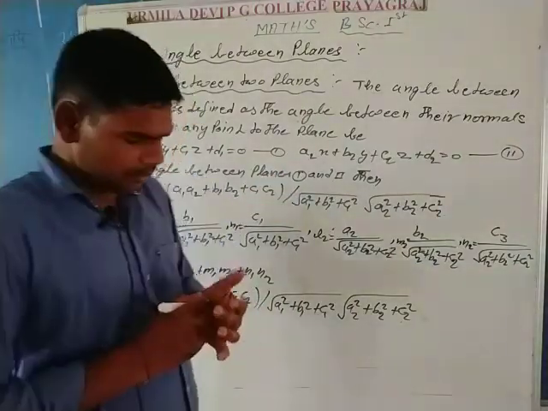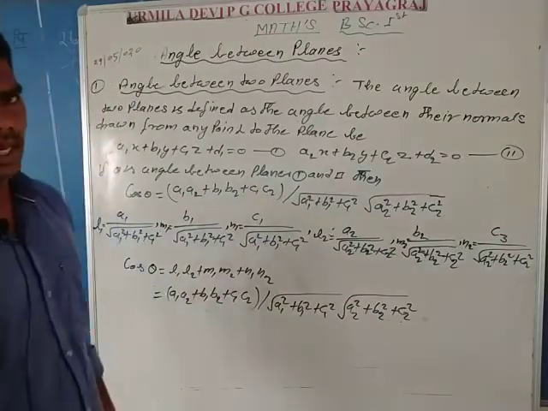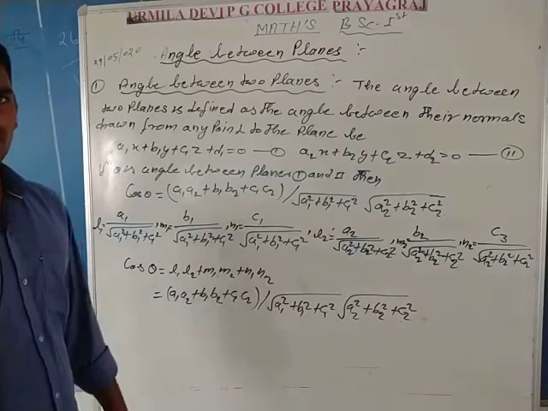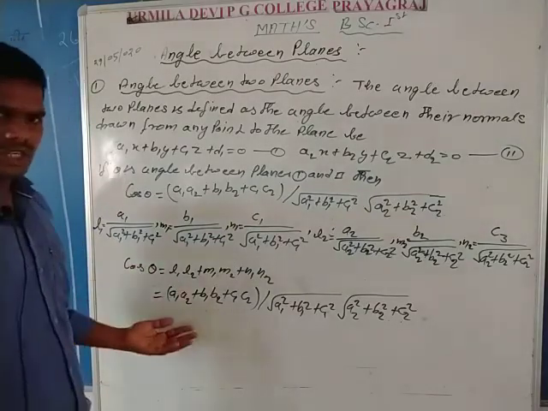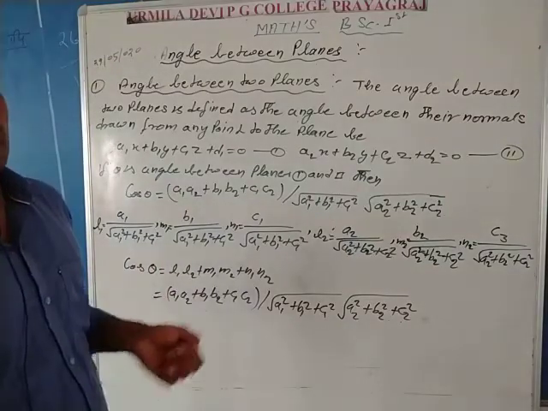So if you want the angle between two planes, you must calculate the direction cosine values of the first and second planes. After that, put them in this equation and find the angle between the two planes, meaning the value of theta.